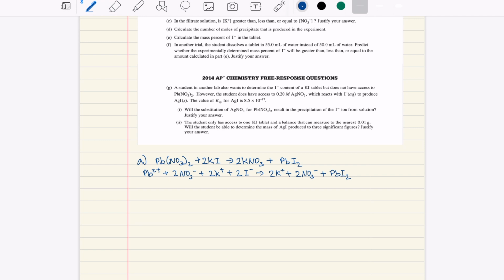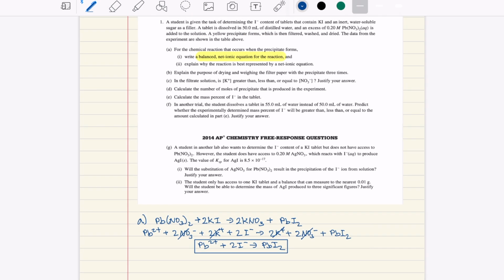So now we have to cancel out all spectator ions, which in this case would be the 2NO3 minus on both sides, the 2K+ on both sides. So our net ionic equation becomes Pb2+ plus 2I minus goes to form PbI2. So that would be the answer to part A.